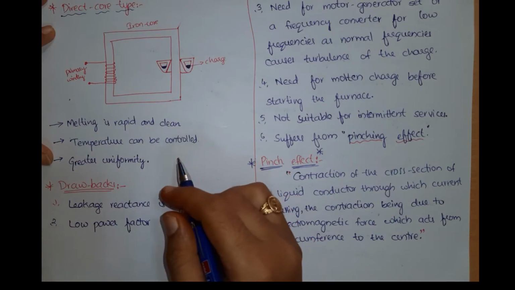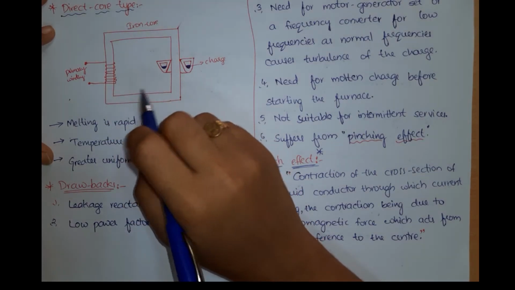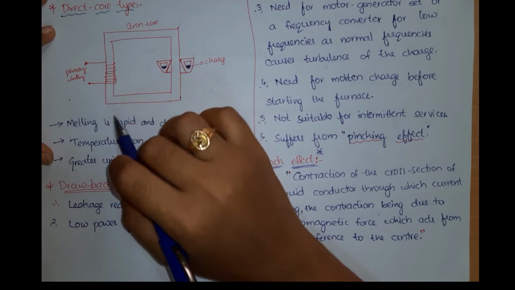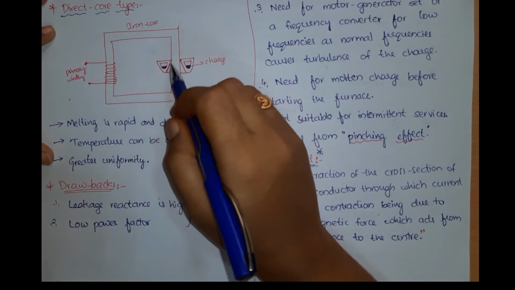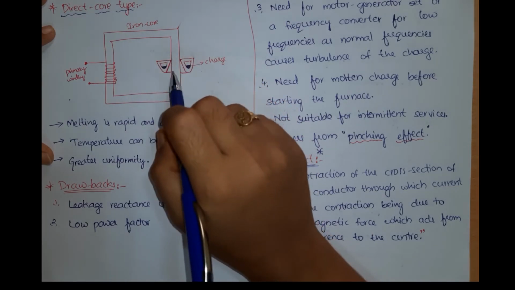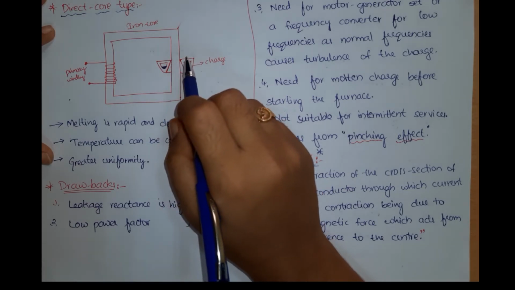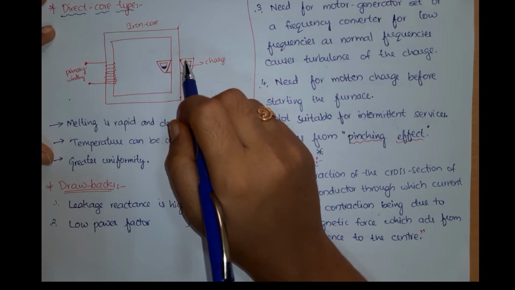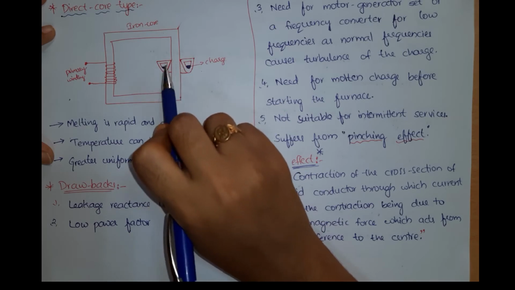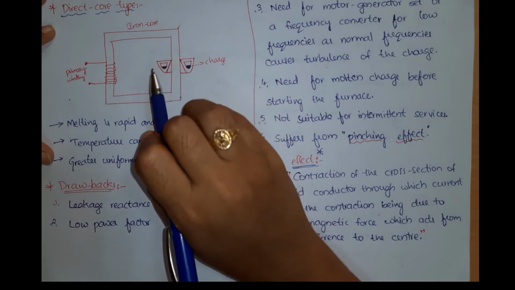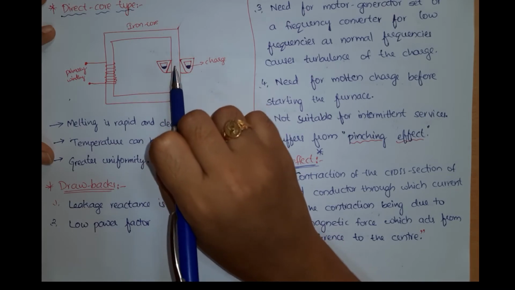So coming to direct core type induction furnace. This works just like a two-winding transformer if you observe, right? It consists of a transformer in which the charge to be heated forms a single turn secondary, a short circuited secondary. This is the single turn short circuited secondary. It is called a hearth. Hearth is nothing but where the metal is melted, that portion, that pot like structure is called a hearth. It is in a circular form. We are seeing the transverse of it, right? So this is the charge to be heated.